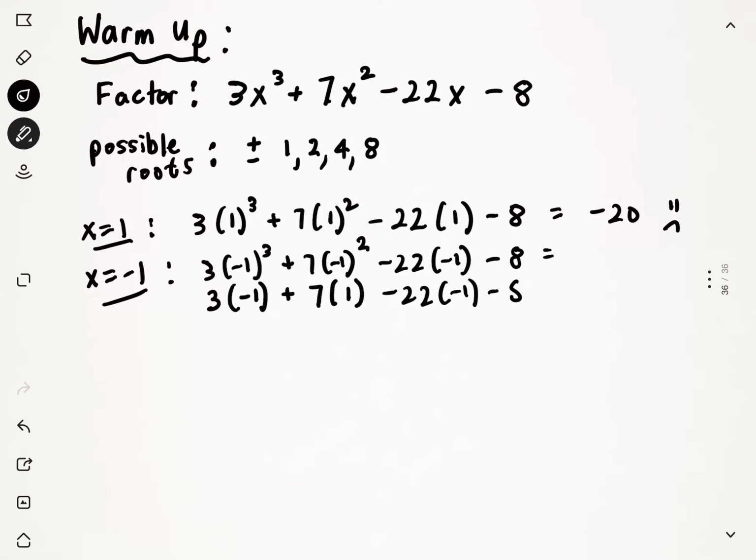So all I did in that step were the exponents. And then I can do multiplication here. So you can see that this is probably not going to give us a 0. This is going to give us 18.